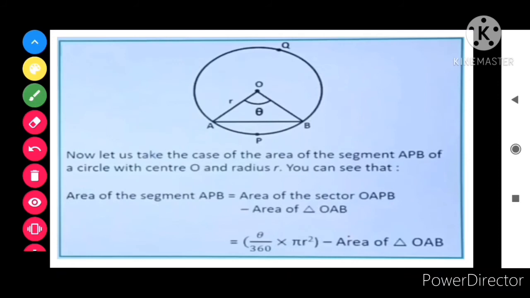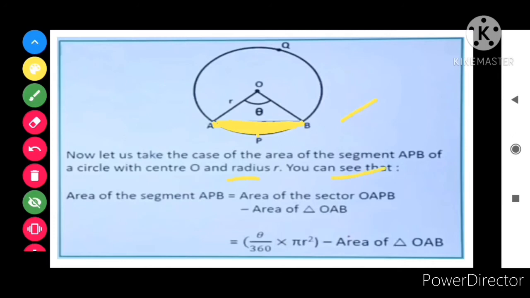Now let us see. You observe the picture. Now let us take the case of the area of the segment APB. You see APB, it is the segment of the circle, this portion. Very clear? So the segment APB of the circle with center O and radius R. So we want the area of this region, the segment of the circle.